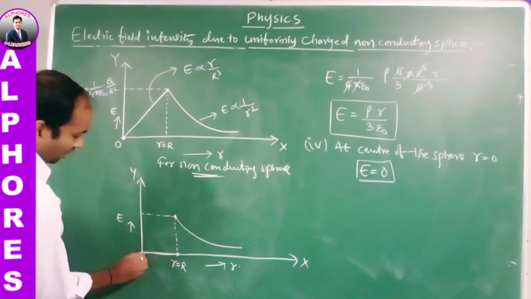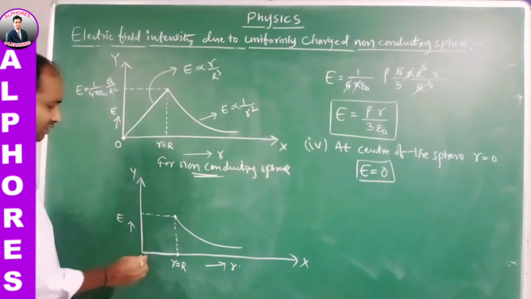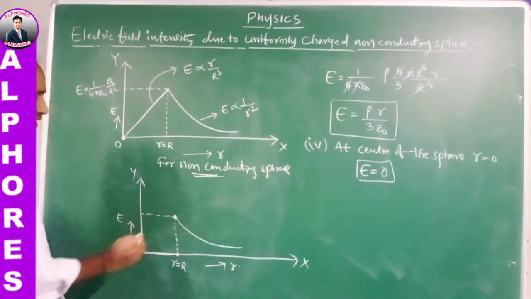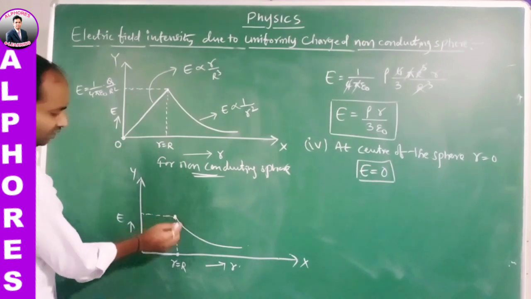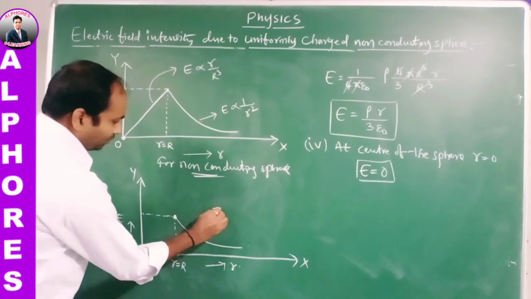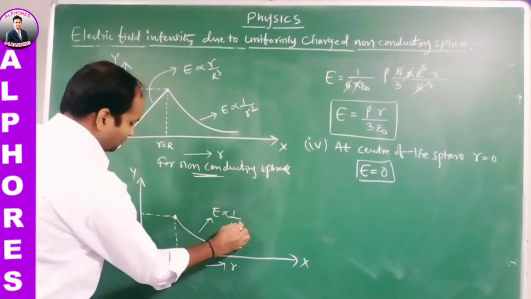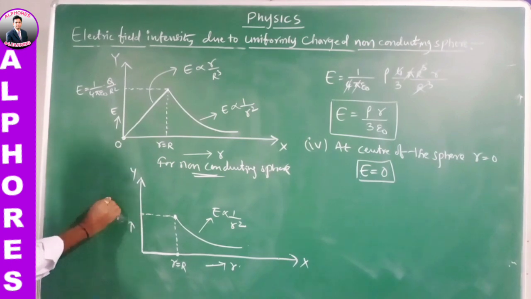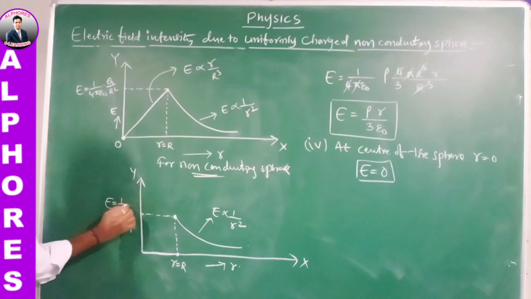Up to small r equal to capital R, the E value will be 0, and when small r is equal to R, the intensity of the electric field is maximum. When small r is greater than capital R, again E is proportional to 1 by r square. This is the peak value of the electric field intensity, 1 by 4 pi epsilon naught Q by R square.